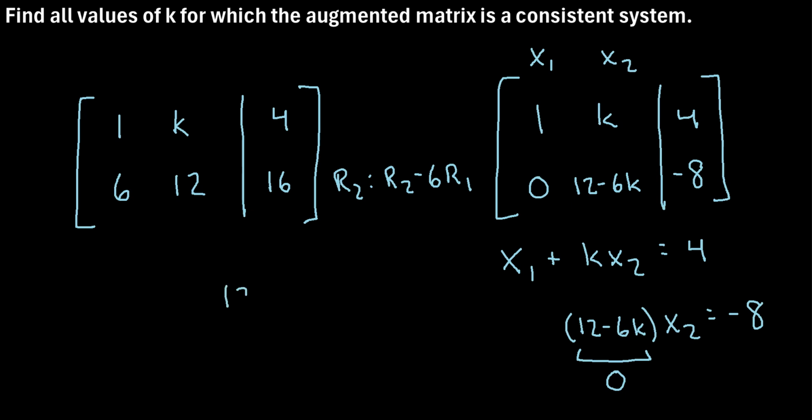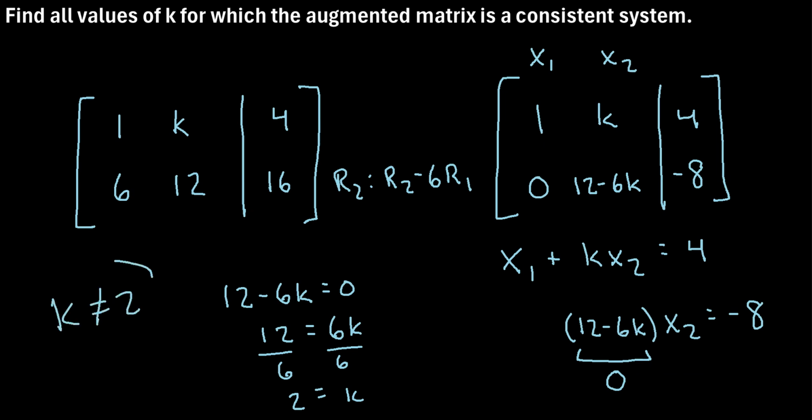Well, we can say 12 minus 6k is equal to 0, and we'll solve for k. If we add 6k to each side, we get 12 is equal to 6k. If we divide both sides by 6, we get k is equal to 12 divided by 6, which is 2. So this is the value that would make the parentheses equal to 0, which would in turn make this entire equation inconsistent or not possible. So we would say as long as k is not equal to 2, all other values of k would make this augmented matrix a consistent system.